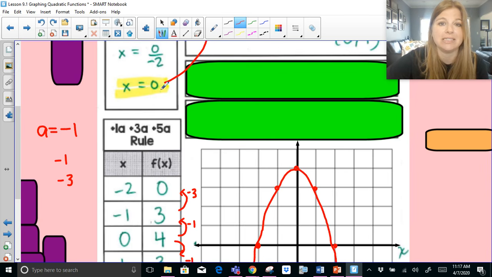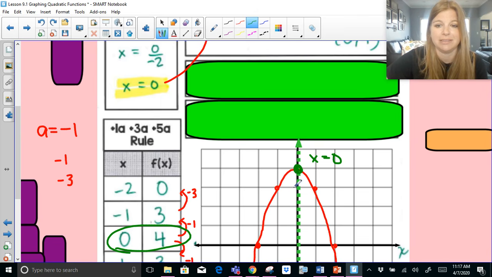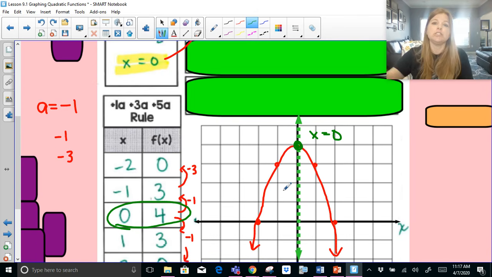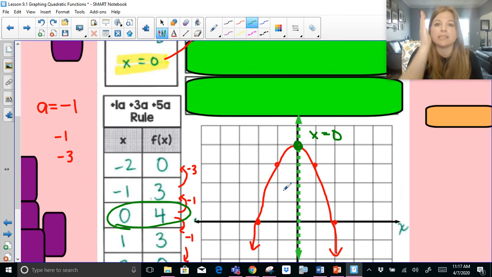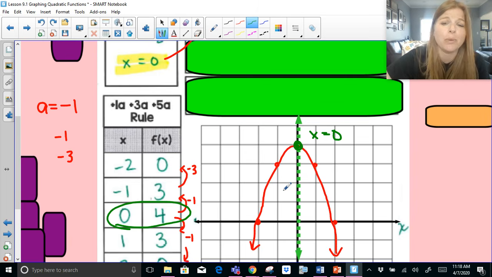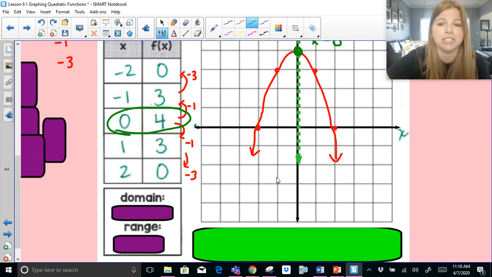Okay? The axis of symmetry is x equals 0. So if I go ahead and I make that line, axis of symmetry is at x equals 0. Notice our vertex at 0, 4 is this point here. So again, we're making those connections. We graphed it. We saw the axis of symmetry does cut that graph in half down the middle. The vertex is that point, okay, where the curve changes.